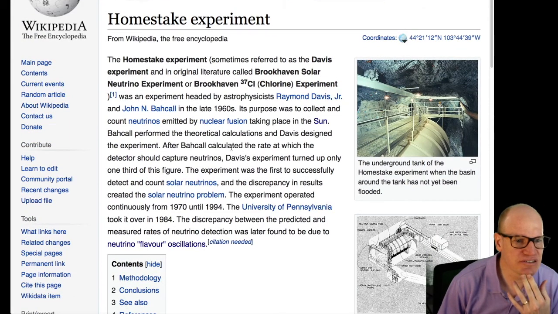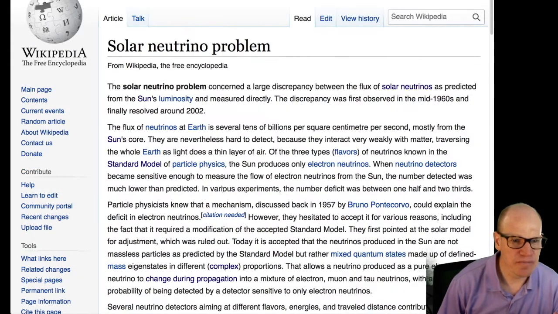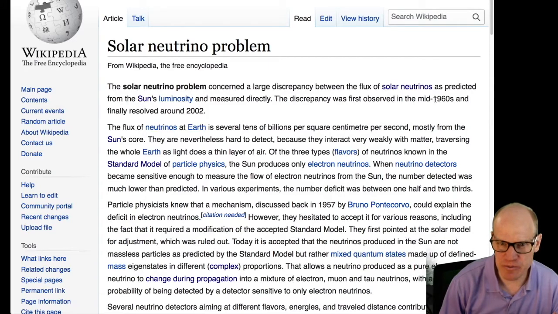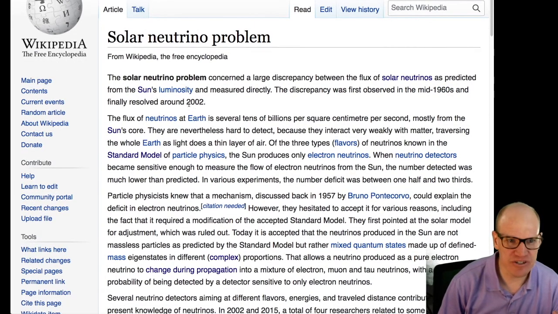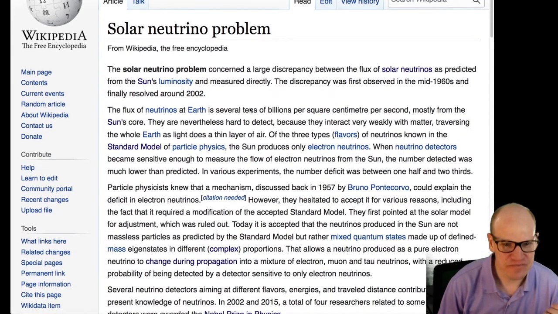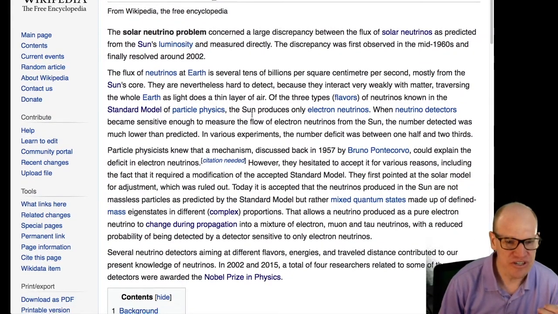So let's see. Calculate the rate at which the detector should capture neutrinos. We got that. The discrepancy in results created the solar neutrino problem, and it doesn't say what the fraction was. So let's see if we can find it here. Observed in the mid-1960s, right? So this experiment was built in the 1960s and was finally resolved in 2002, less than 20 years ago. Just barely less than 20 years ago, but still 20 years ago.